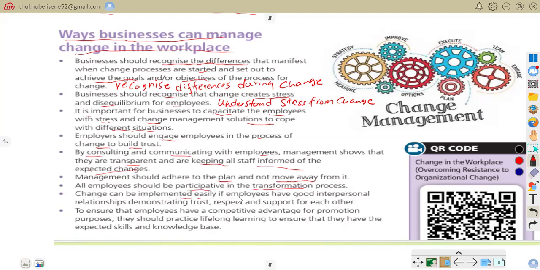Change can be implemented easily if employees have a good interpersonal relationship, demonstrating trust and respect and support for each other. Also, to ensure that employees have a competitive advantage for promotion purposes, they should practice lifelong learning to ensure that they have the expected skills and knowledge base. So we're talking about promote lifelong learning.